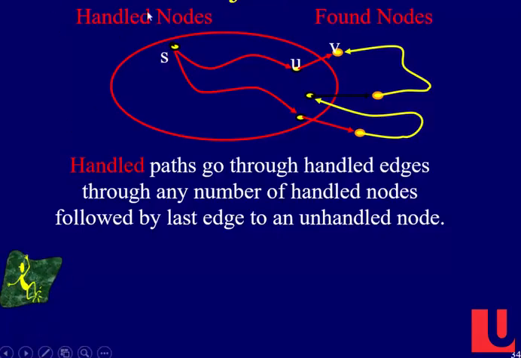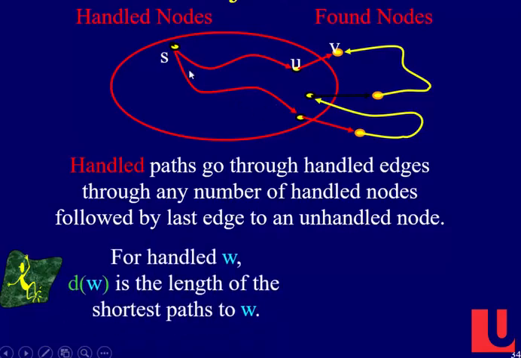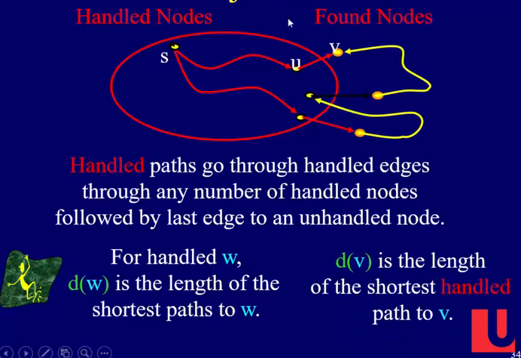Right here, what do you need to do? You have to say, well, what's the handled path, right? A handled path goes through handled edges, and then there's one last handled edge to a node that's not handled. And what are our D values? Well, if the node has been handled, then we know the length of the best path. And if the node has not been handled, we know the length of the best handled path. So this path that goes like this might be a better path to B, but we only know the one through U so far, right?